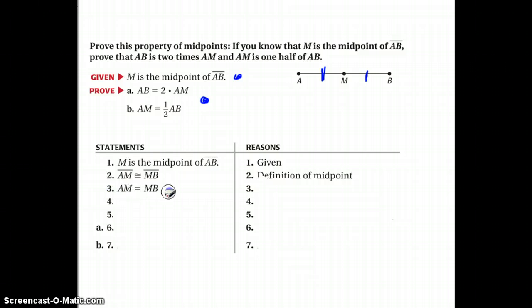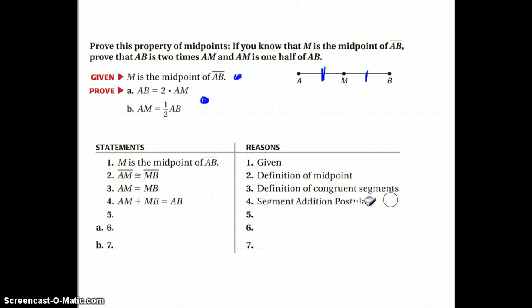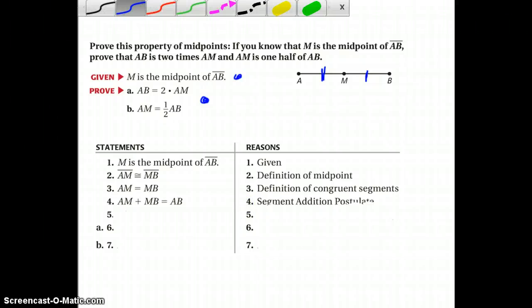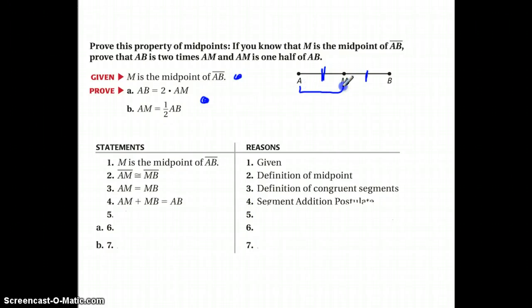Now, by the definition of segment congruence, we can conclude that AM is equal to MB. Okay? Now, using our segment addition postulate, going back to the old chapter, as you all know, AM plus MB is going to equal AB. Okay?